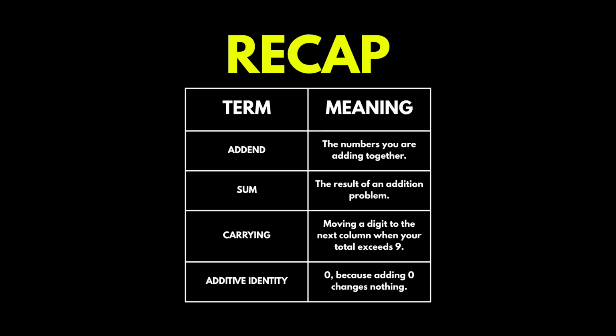Let's lock in the key vocabulary one more time. Addend, the numbers you are adding together. Sum, the result of an addition problem. Carrying, moving a digit to the next column when your total exceeds 9. Additive identity, 0, because adding 0 changes nothing. And that's addition, fully broken down.